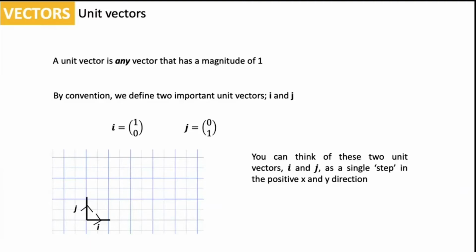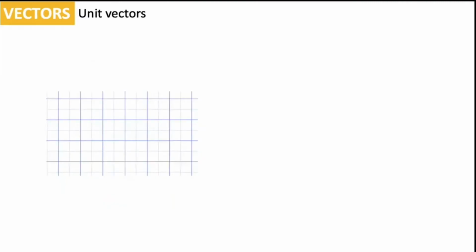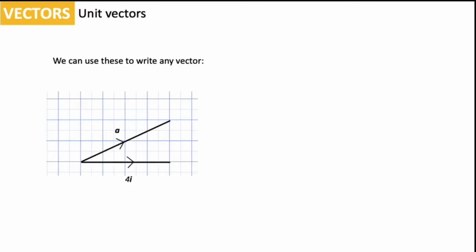So we should be able to describe any transformation, any journey in terms of how many steps to the right and how many steps up. So how many i vectors and how many j vectors. We can use fractions, we can use negatives, we can write any vector. So this vector is 4 to the right and up by 2. We can refer to this as 4i plus 2j.